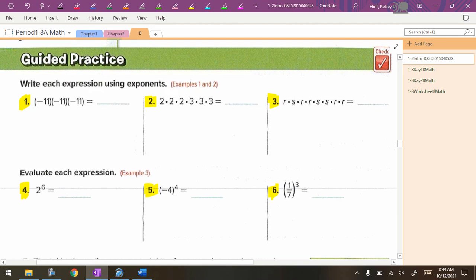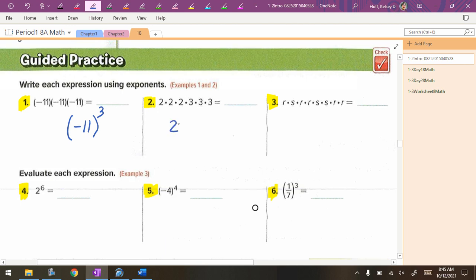Addie, number 1, what'd you write for number 1? Negative 2 to the power of 3. Crucial, if you don't have parentheses, it's wrong. Why? It's a negative number. You have to have parentheses. Good job. Zayden, 2, what'd you write? 2 to the power of 3 and 3 to the power of 3. Very good. 2 to the 3rd power and 3 to the 3rd power.